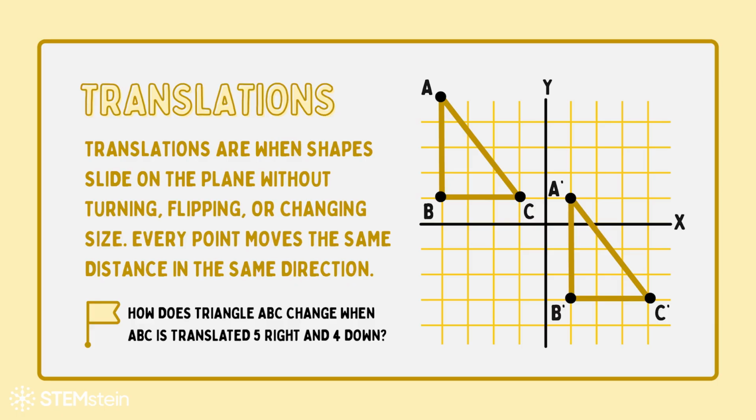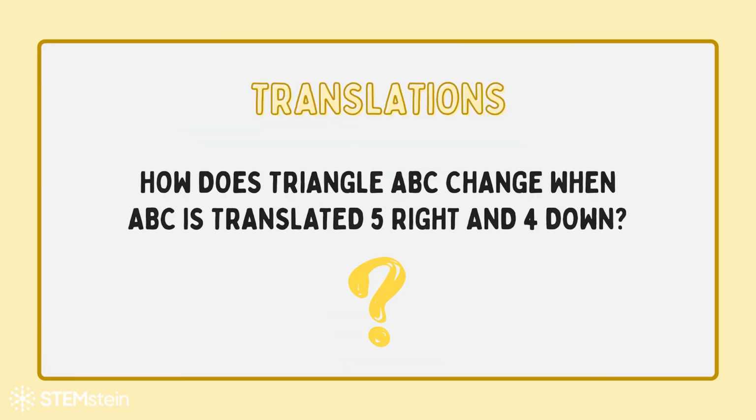The first transformation is translation. Translation is when a shape slides across a plane without flipping, turning, or changing size. Basically, the points are moving the same distance in the same direction. So the original shape and the translated shape are congruent. Let's test our understanding. How do you think triangle ABC is going to be translated when it moves 5 units right and 4 units down?